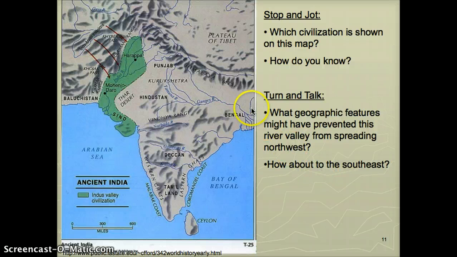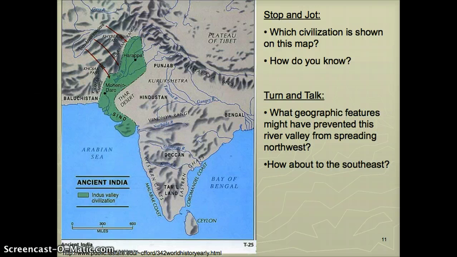On slide 11, go ahead and stop and jot in your notes: what civilization is shown here on slide 11, and how do you know what it is? And then continue on with your turn and talk. What geographic features might have prevented this river valley from spreading northwest? So this way into this region. And then how about southeast? So this direction. Go ahead and talk to your partner and jot those ideas down, and then we'll be back. So go ahead and pause the video now, do the stop and jot, and turn and talk in your notes.